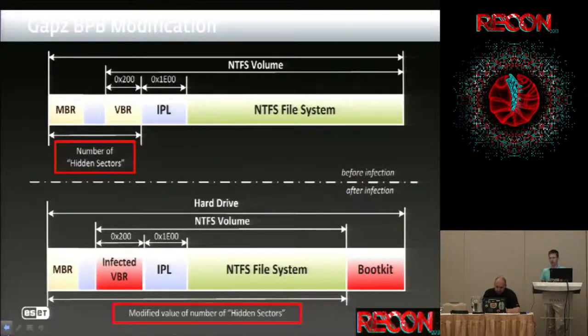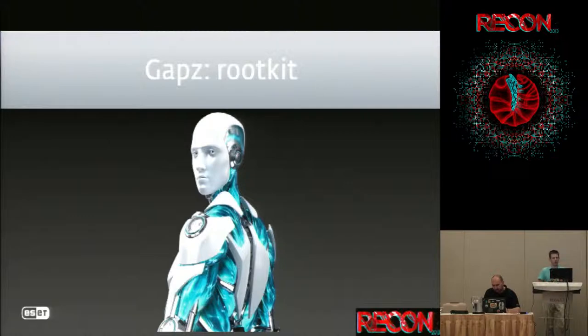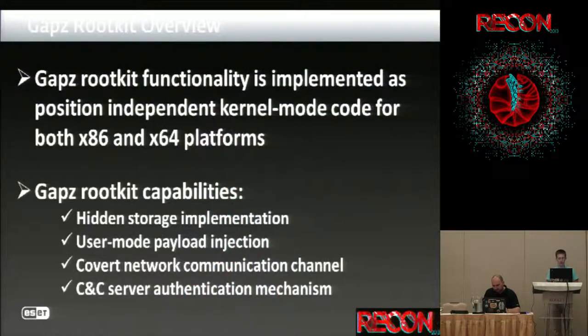As soon as the bootkit receives control, it performs several steps and finally loads its kernel mode module, which contains the rootkit functionality. So the next slides will deal with the rootkit implemented in these gaps. It is very interesting, very rich functionality. The main capabilities of the rootkit are the following. It provides hidden storage for the payload and configuration information downloaded from CNC servers.